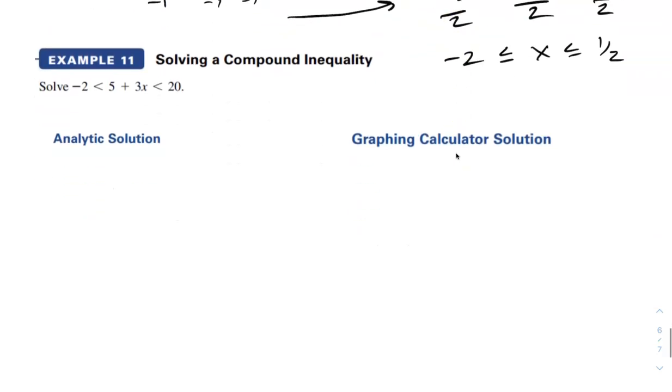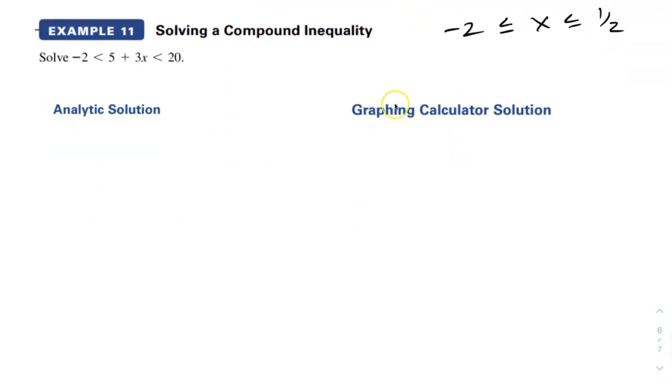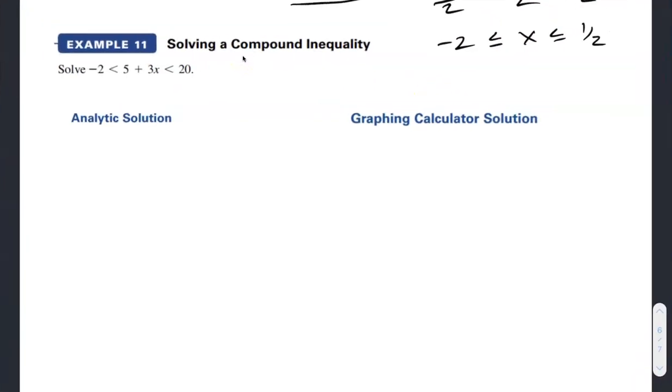Okay, so let's do this last one here. Solve a compound inequality. We're going to do two ways. I'm going to show you how to solve it analytically like we just did. That's what we did. And show you how to do it with the graphing calculator. Which in this case is probably not as easy. But anyway, let's do it analytically first.